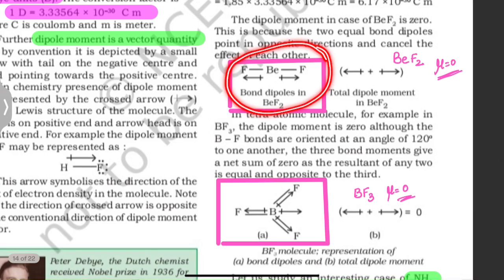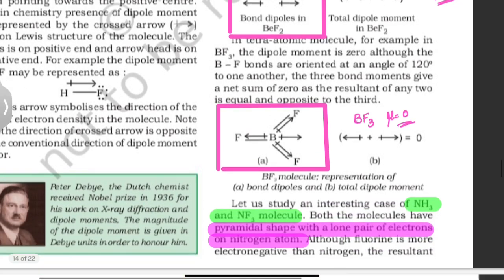And then BeF2. I already told that there is no lone pair of electrons and it is a linear molecule. So the dipole moment you can represent with arrows like this towards the fluorine atoms. Therefore they are in opposite directions, so they will cancel each other. Therefore dipole moment is equal to 0.